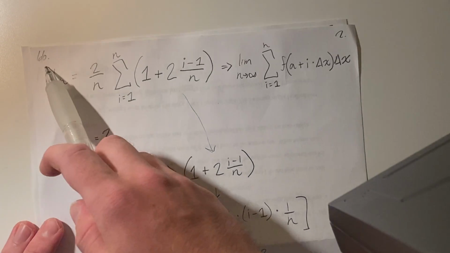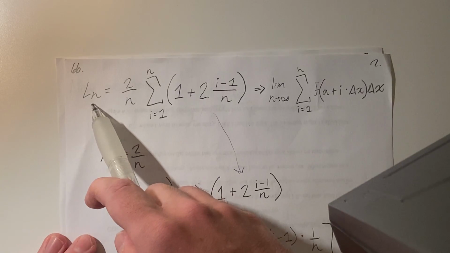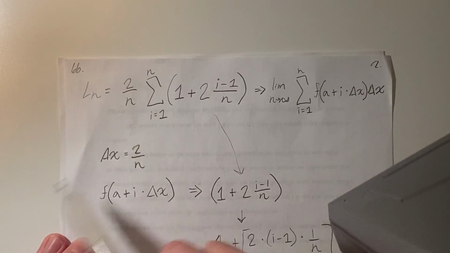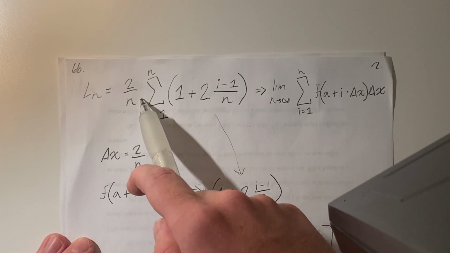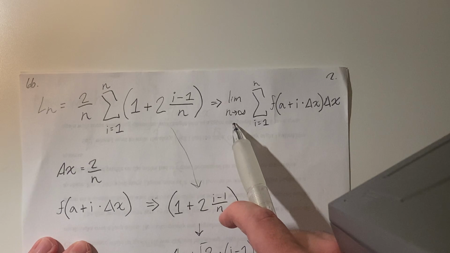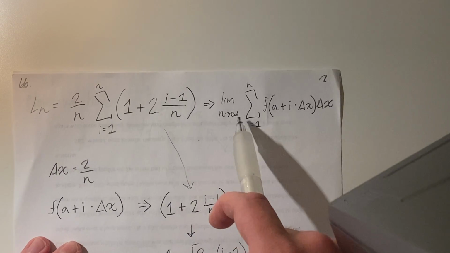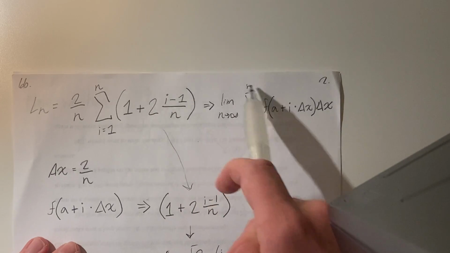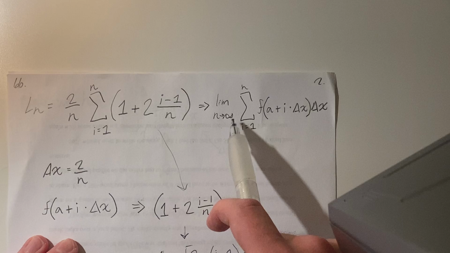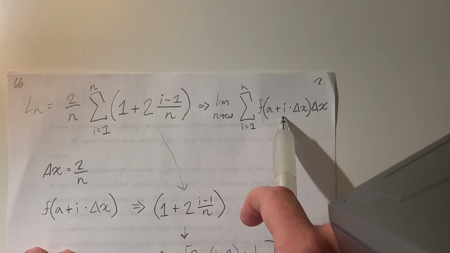Now I'm going to do problem 66, the second of the two we're given. We have L sub n, the left Riemann sum, equals 2 over n, and so on. I'm going to put all this next to the equation I had first, which is the limit as n approaches infinity, and I'm going to change this to be f of x and delta x. Again, we have this equation right here, so that's what we want to find.